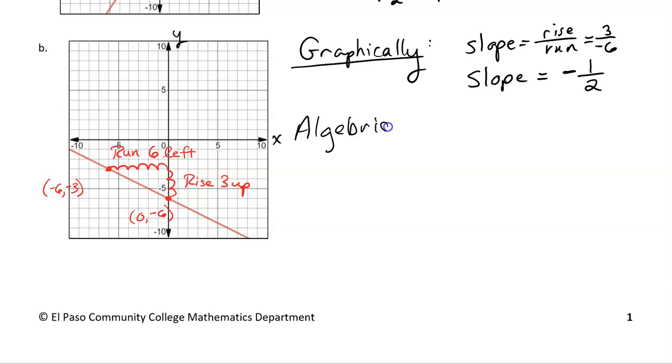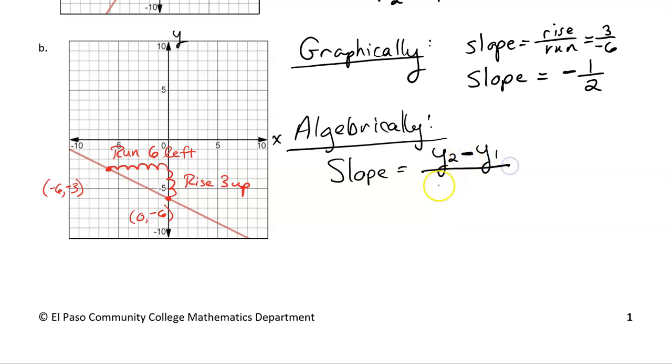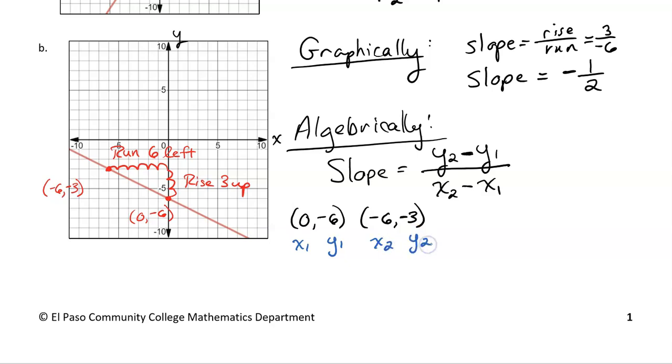So algebraically. So formula, in case we need it, so our slope is equal to y2 minus y1, all divided by x2 minus x1. Just to have my ordered pairs written out down here, let's go ahead and even label them. And I'll have my x1, y1, x2, y2. So I can plug them into my formula easily.